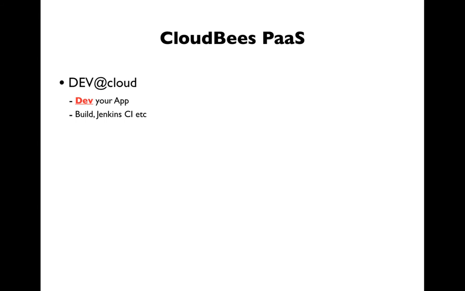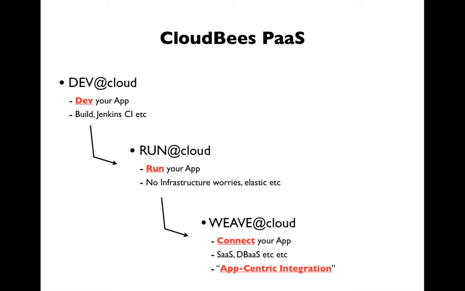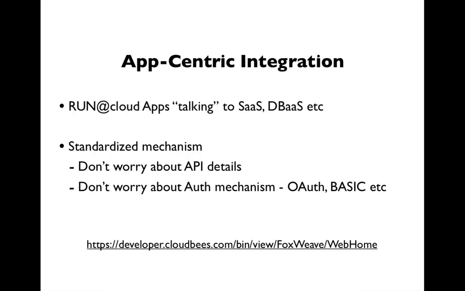To put it in context, as you know, CloudBees provides services that firstly help you develop and build your application for the cloud. Then it helps provide services to help you run that app in the cloud, and now we're providing Weave It Cloud services to help you connect those apps to different cloud-based services, and this is what we're calling app-centric integration. Basically it is an easy way to connect your Run it Cloud apps to external services, and to do that in a way where you don't have to worry about API details of these services or things like the authentication mechanisms they use.